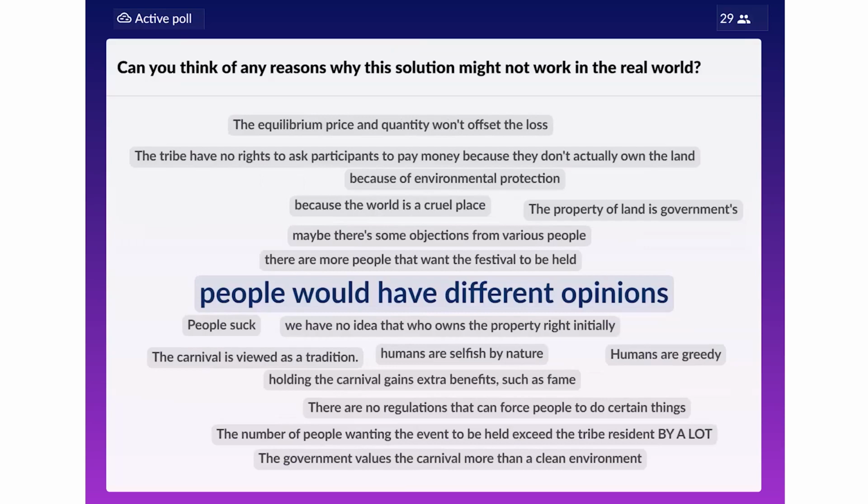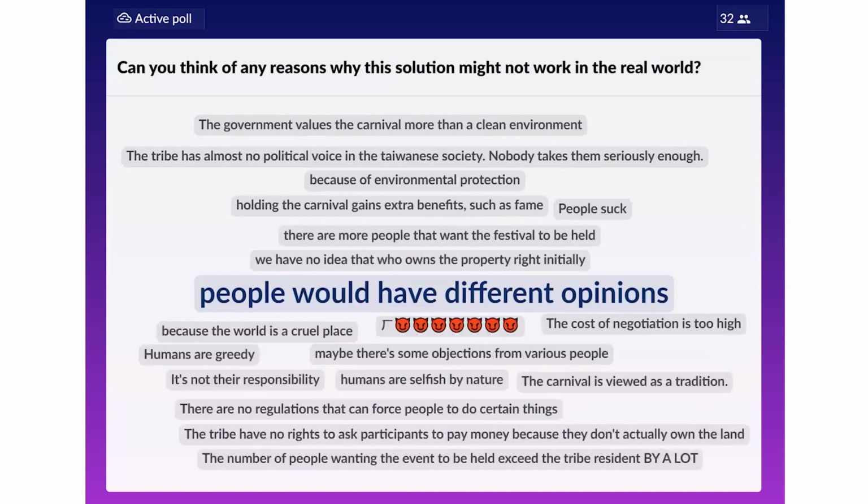The carnival is viewed as a tradition. But the Zhou tribe would say, hey, we have an even bigger tradition, right? We've been fishing since 100 years ago, right? Oh, I love this. The cost of negotiation is too high. Yeah, that could be a good reason that this is a problem. Because if you think of it, to negotiate across like 1,000 residents of the Zhou tribe with thousands of swimmers, that's also a problem.